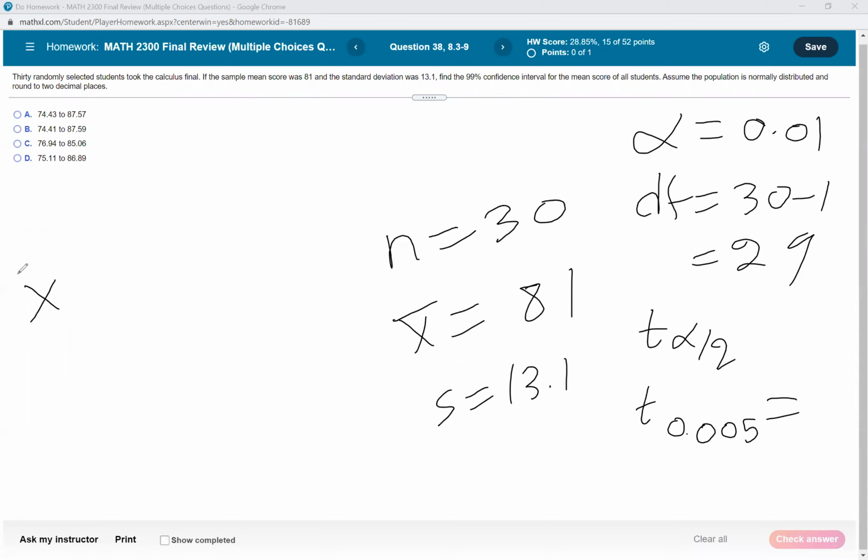Then the confidence interval is x bar plus minus t alpha over 2 times s over square root of n. You have the x bar, you have s, which is 13.1, and you have the sample size, which is 30. So you will plug in all the numbers here, and then you will get the confidence interval.